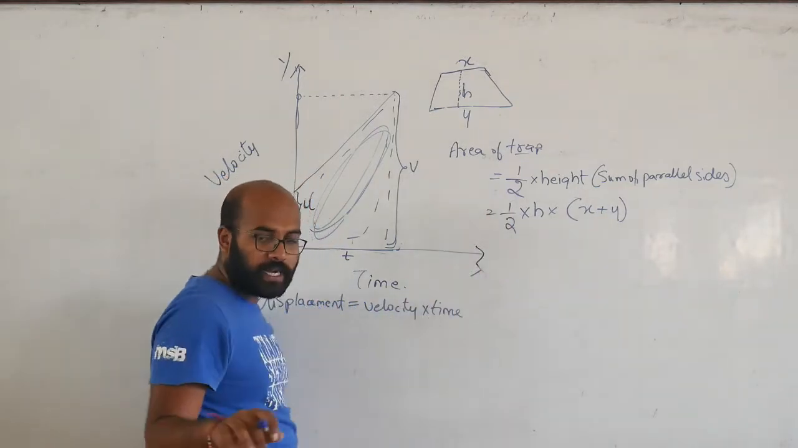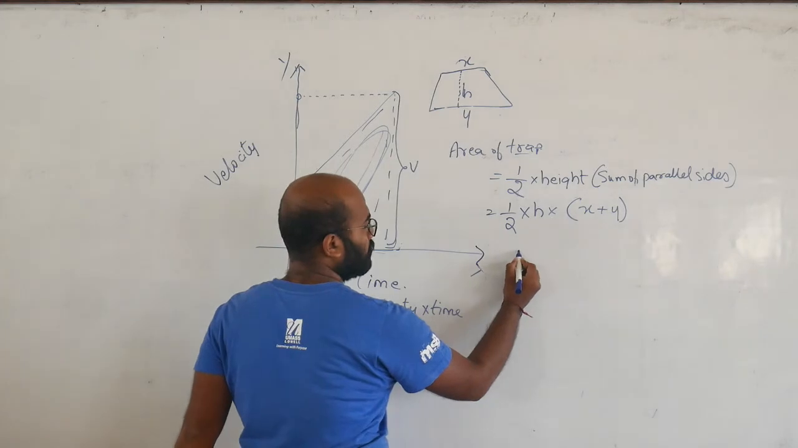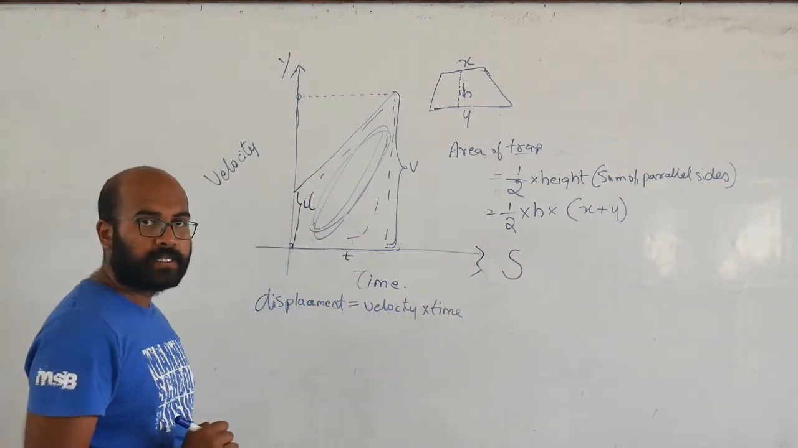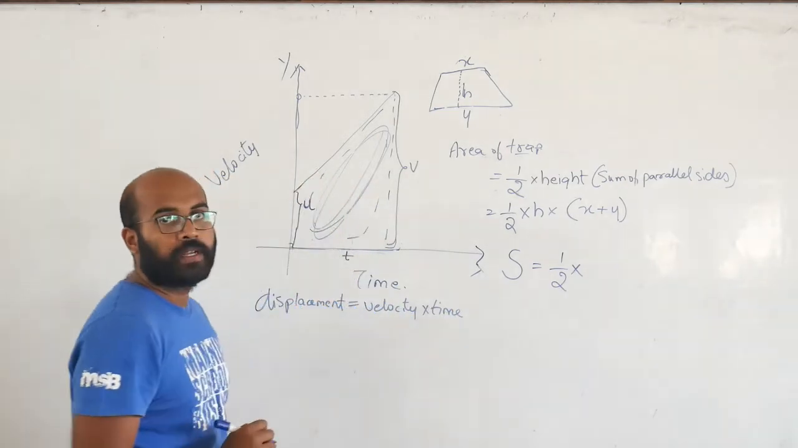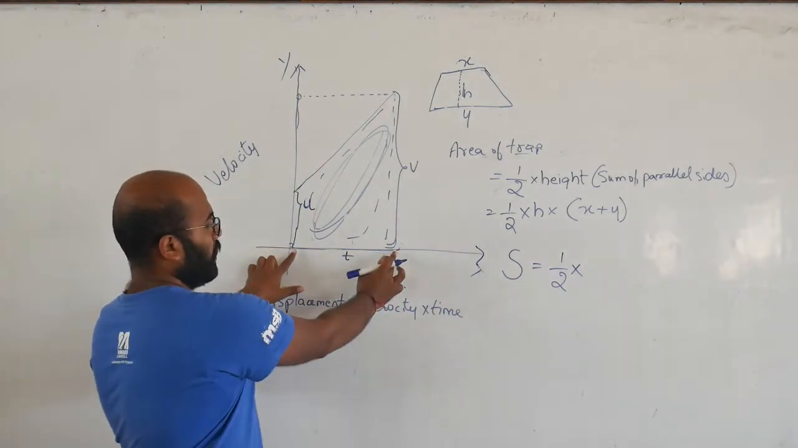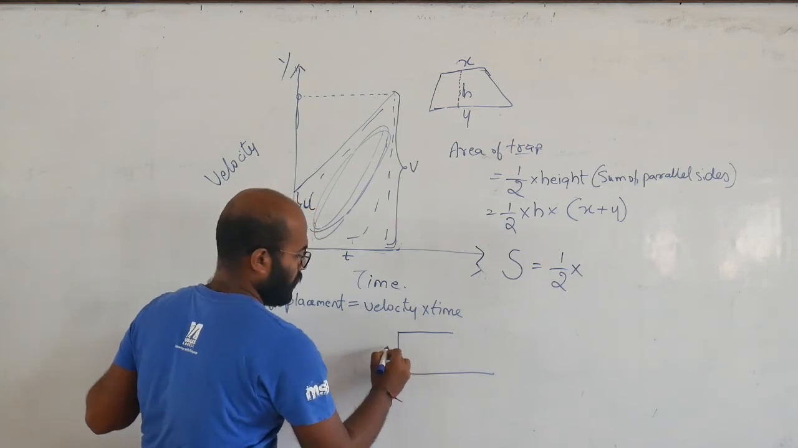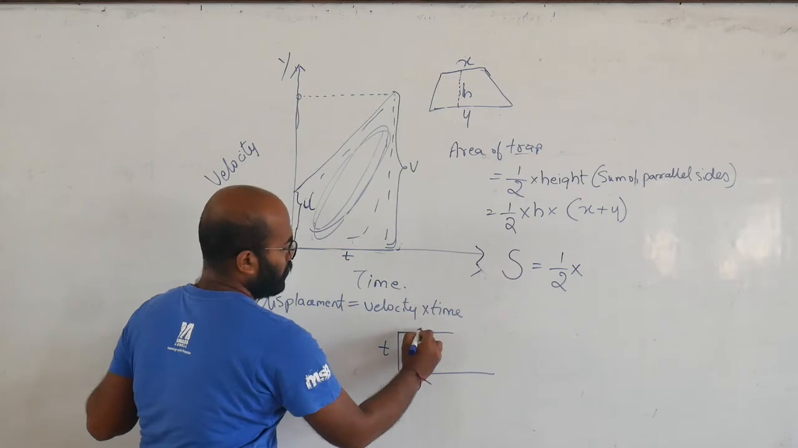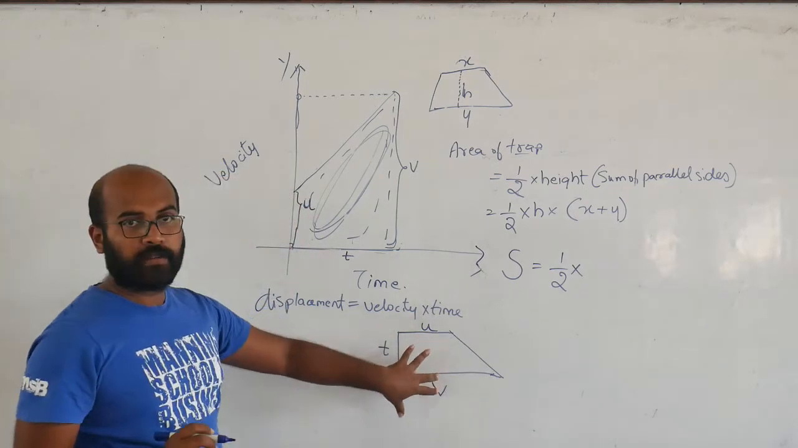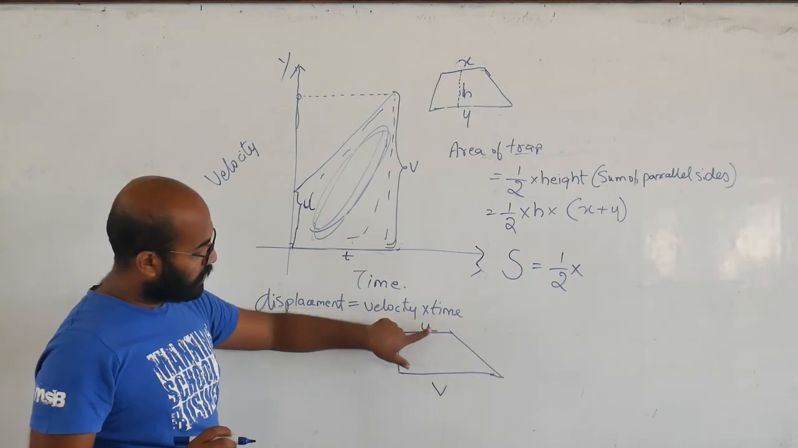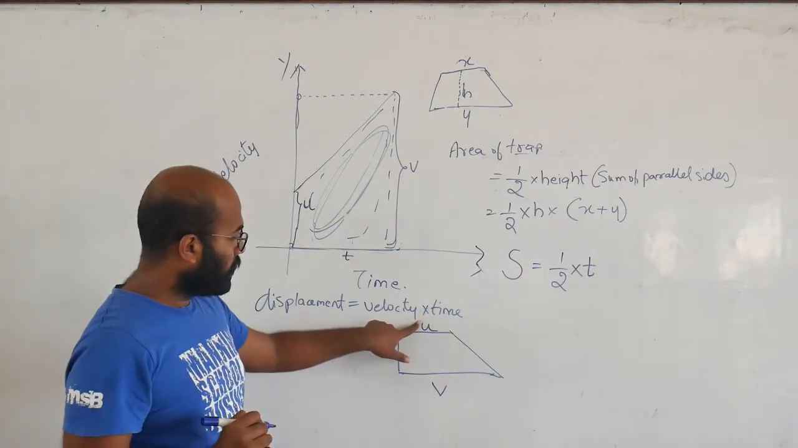So the area of trapezium here gives us displacement in this particular situation. I represent displacement as capital S, equal to area of trapezium, half into sum of parallel sides, half into height, here t. The trapezium looks like this: the height is time t, the parallel sides are initial velocity u and final velocity v, so the sum of parallel sides is u plus v.